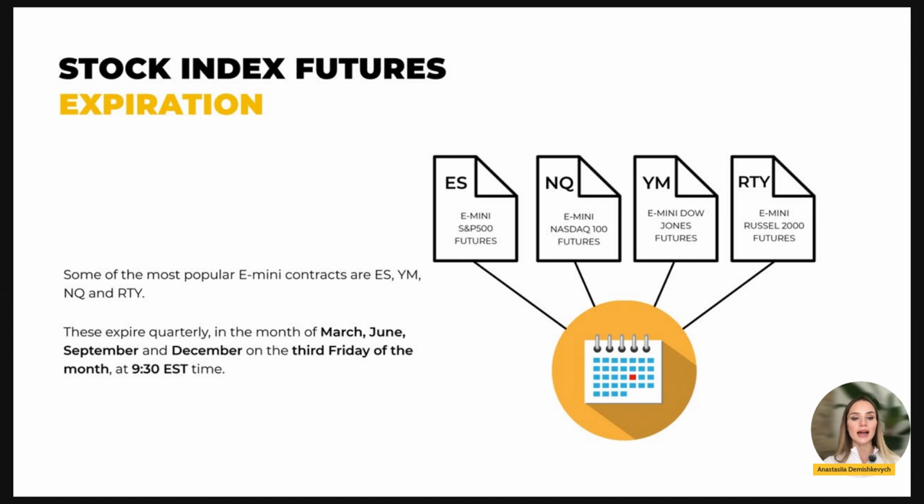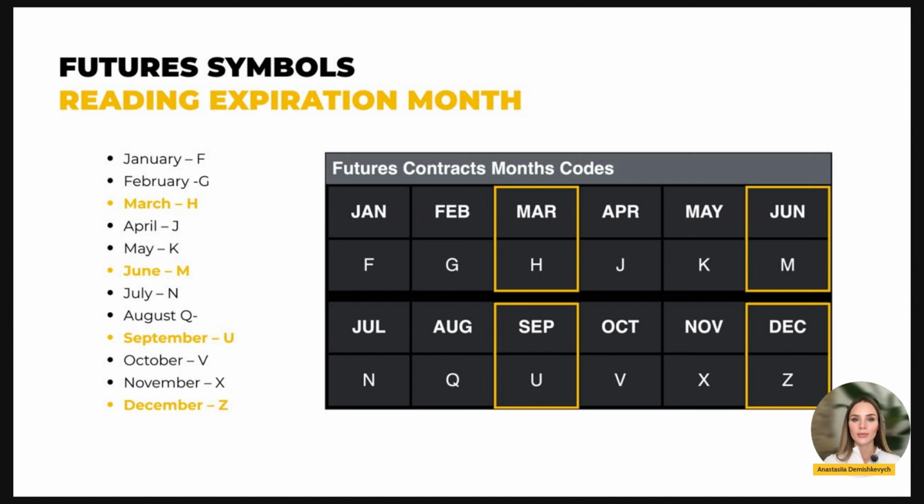Some of the most popular E-mini contracts, such as E-mini S&P 500, Nasdaq 100, Dow Jones or Russell 2000, expire quarterly. These contracts expire in the months of March, June, September, and December accordingly, on the third Friday of each of these months at 9:30 a.m. Eastern Standard Time. Hence why for those contracts you will only see the letters in the ticker which correspond to months March, June, September, and December.